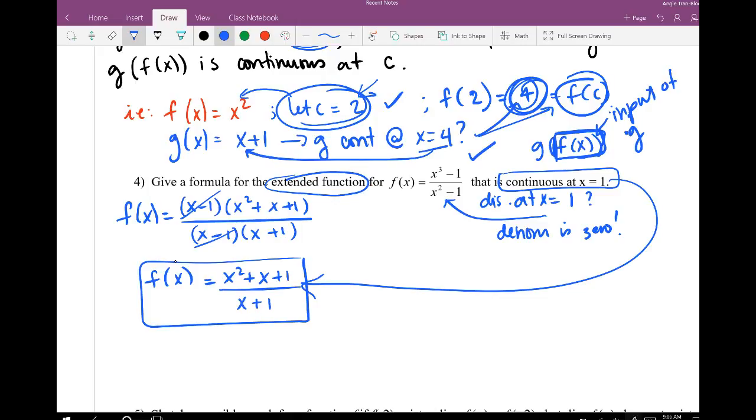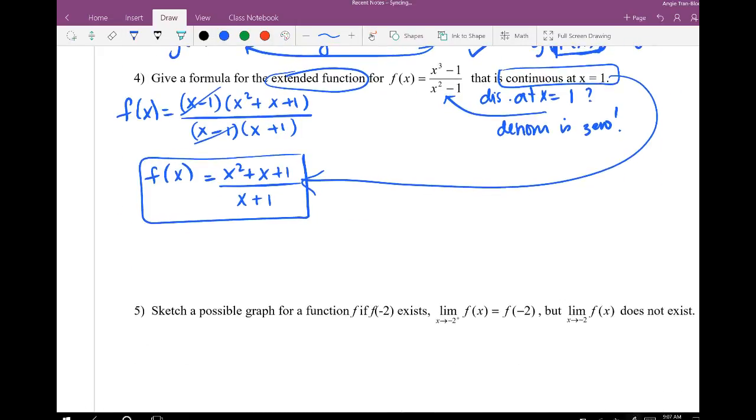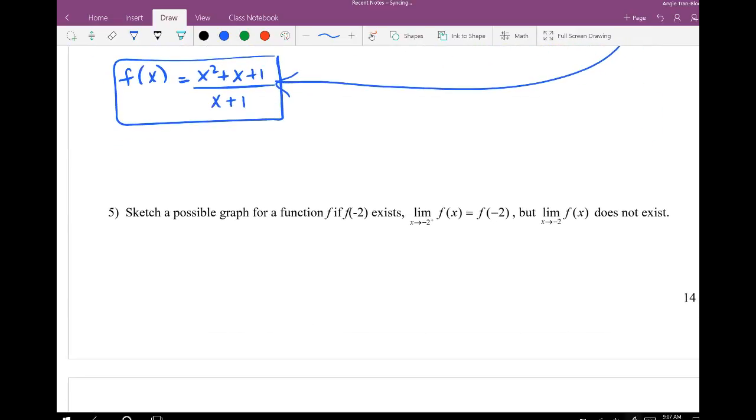Now, in the case where you cannot factor and cancel, there are other ways of doing it. For example, you can write it piecewise. You can also rationalize the numerator and denominator to get an extended function. So this is not the only method. When you do your homework, try a few different things. First, factor and cancel to get your extended function. In the case where that's not possible, write a piecewise. In the case where those two are not possible, then rationalize the numerator, or sometimes the denominator, to get your extended function.